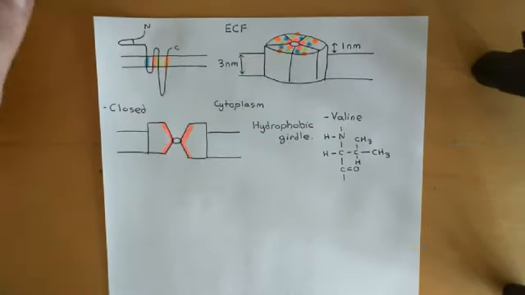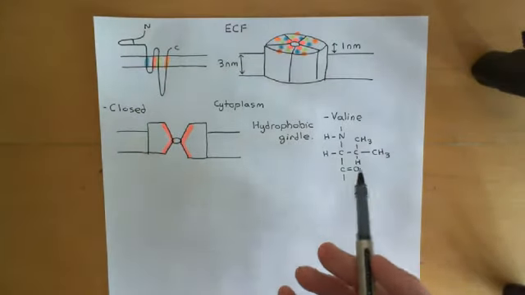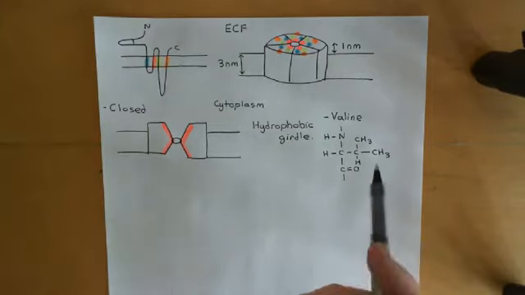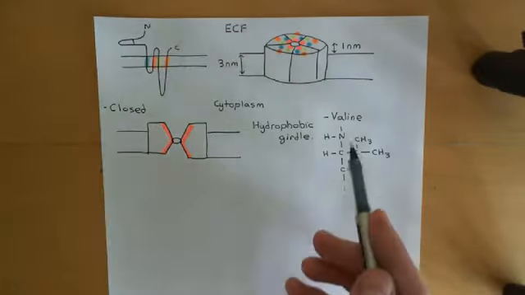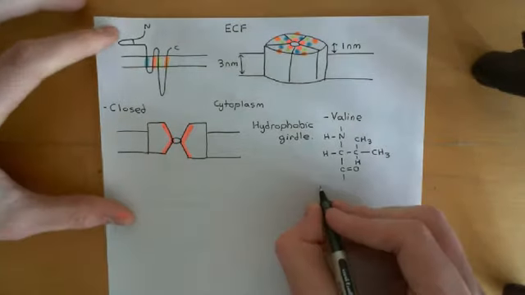So that's valine. You can note that all of this R group here is very, very neutral, and that makes it very, very hydrophobic. It means that it doesn't interact well at all with polar water molecules. So that's a very hydrophobic side chain there.